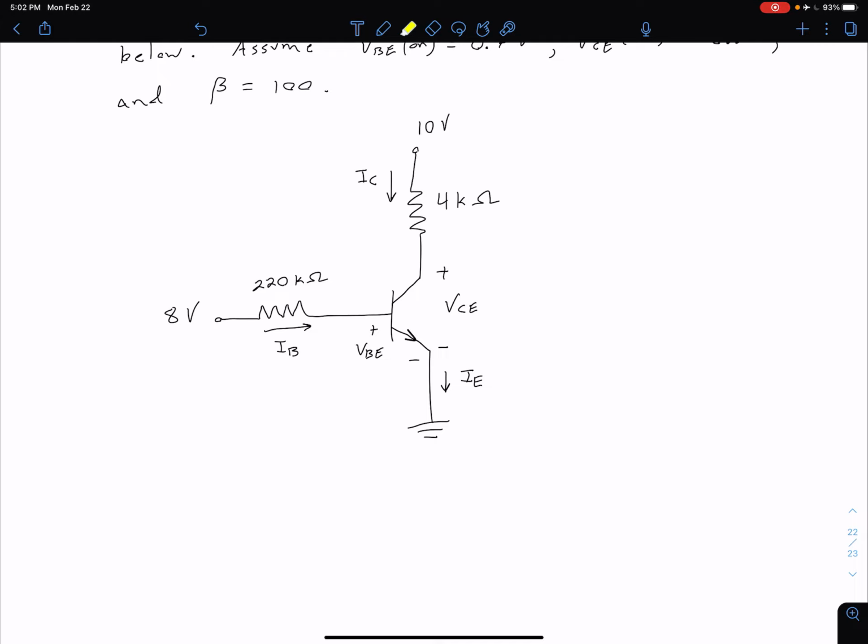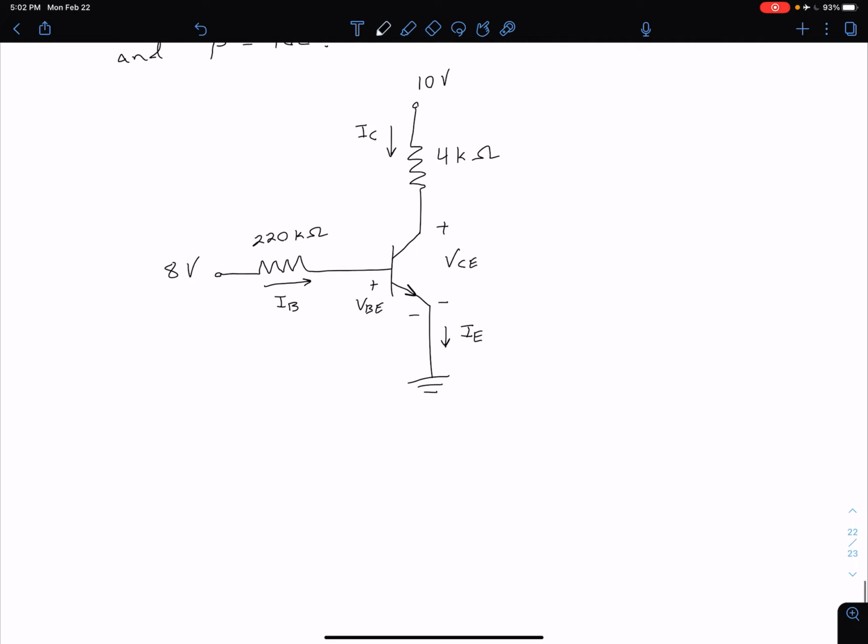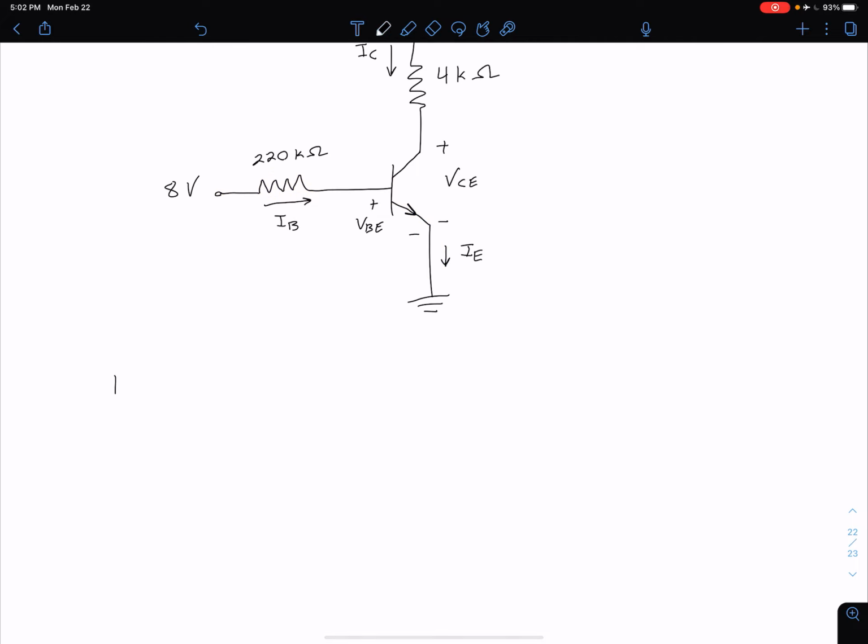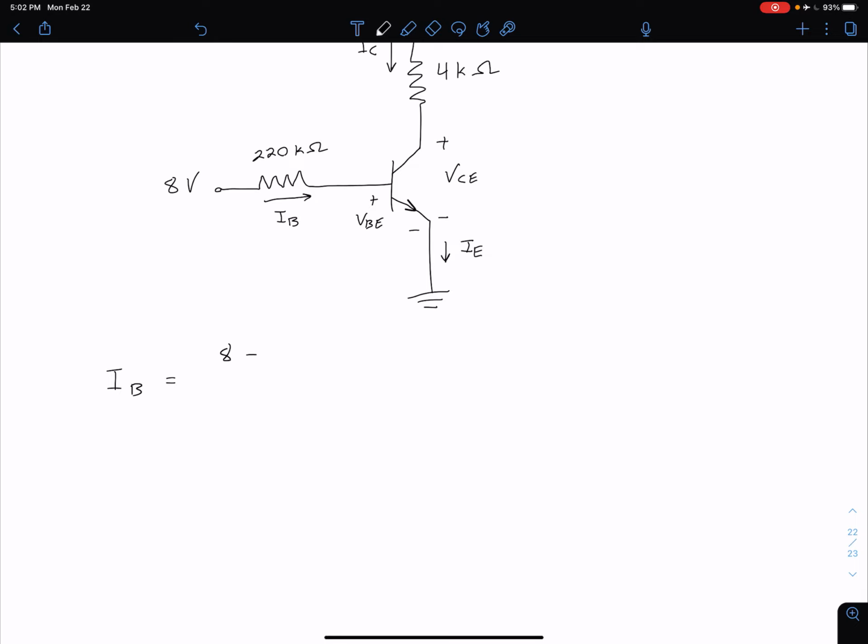So as we did last time, let's start with our base emitter loop. Doing KVL on that base emitter loop, we can figure out our base current. So we can say IB is equal to our VBB, which is 8, minus, let's assume forward active mode, VBE is equal to VBE on of 0.7, divide that by the resistance RB, 220K, and we get that this is approximately 33.2 microamps. Okay, so there's our IB.